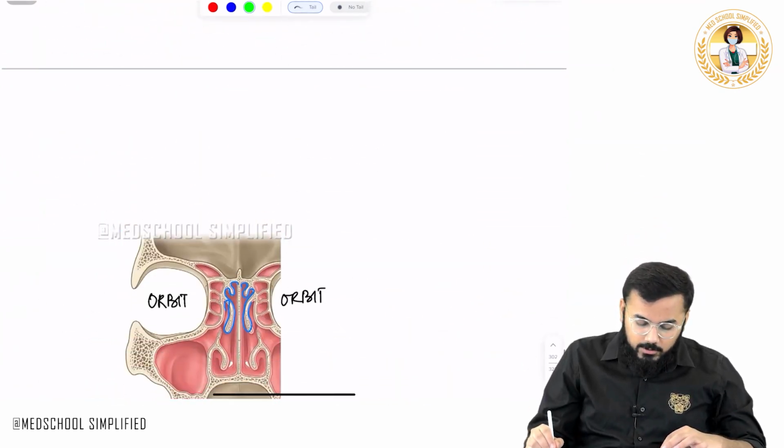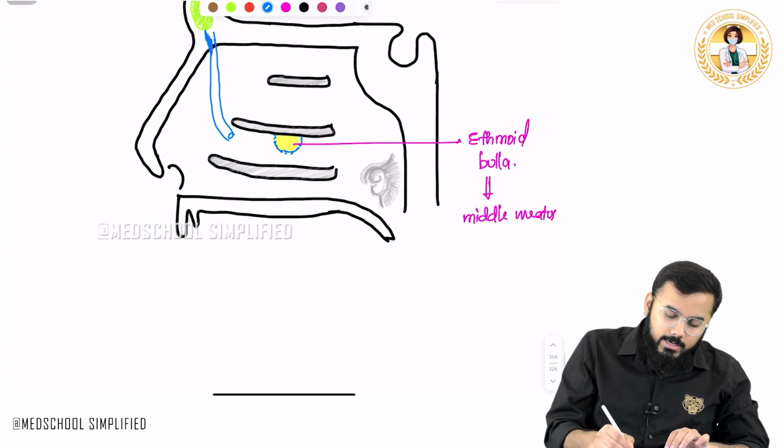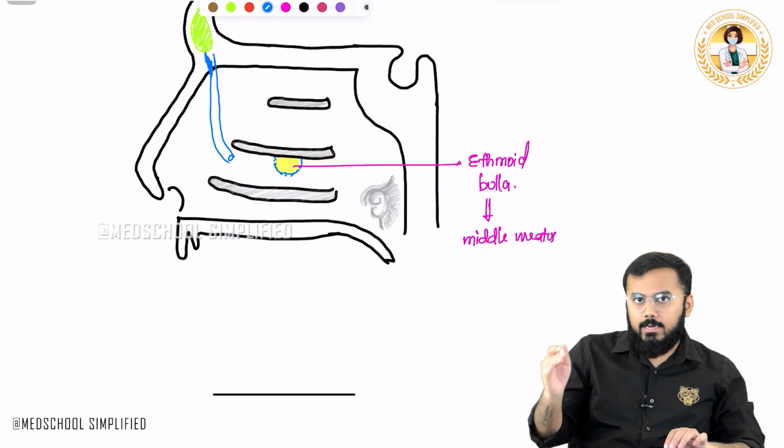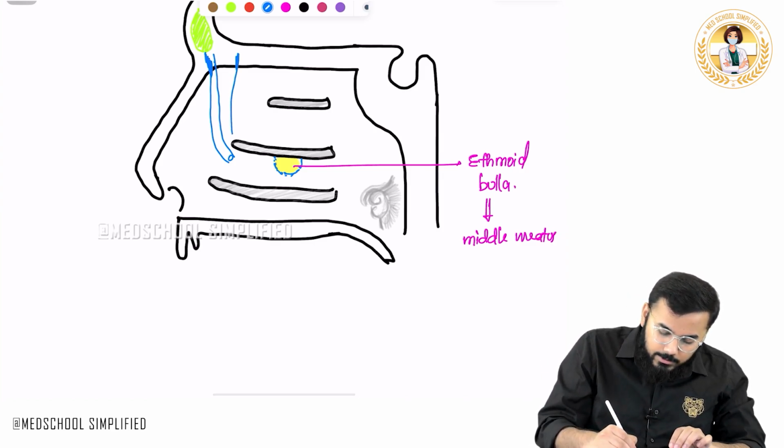So that was the point which I wanted to make clear over here, right? What you need to know is that out of anterior, middle as well as posterior, let us say this part is the middle.